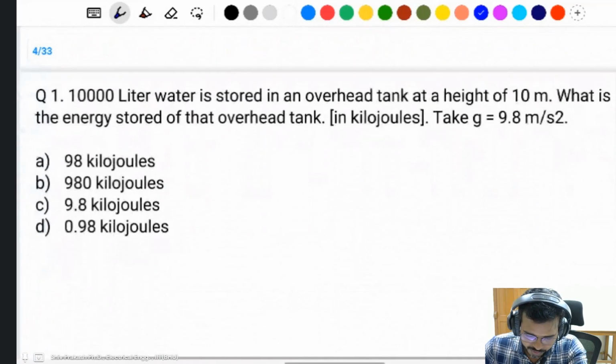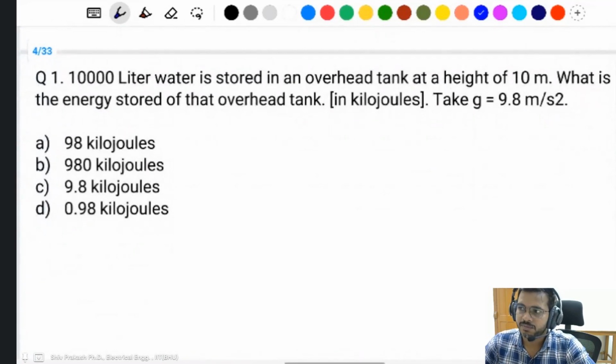Okay, let's start the question. Question number one is given as: 10,000 liters of water is stored in an overhead tank at a height of 10 meters. What is the energy stored in the overhead tank?